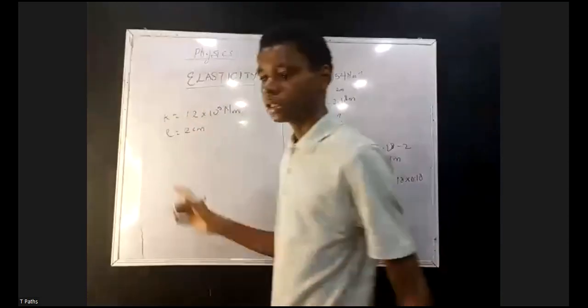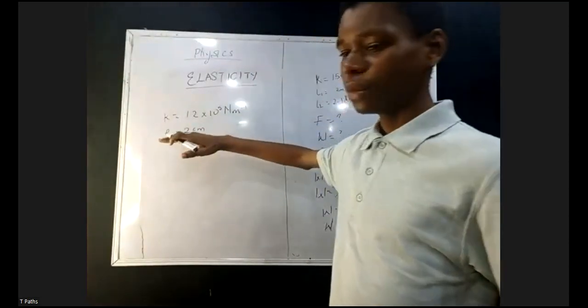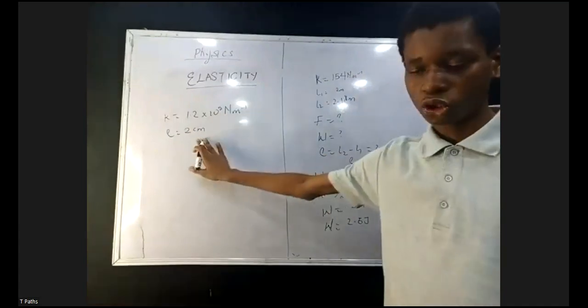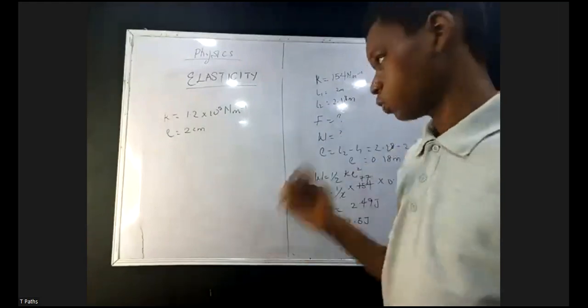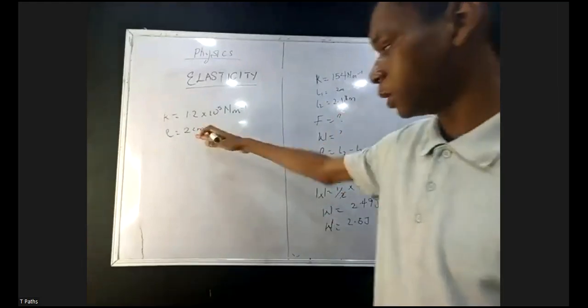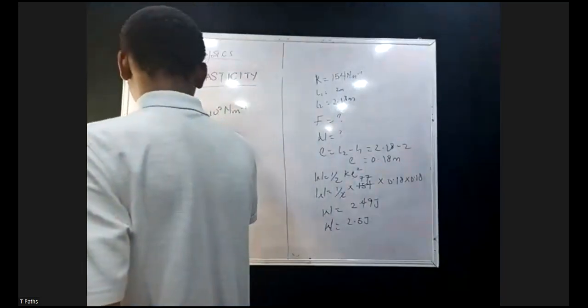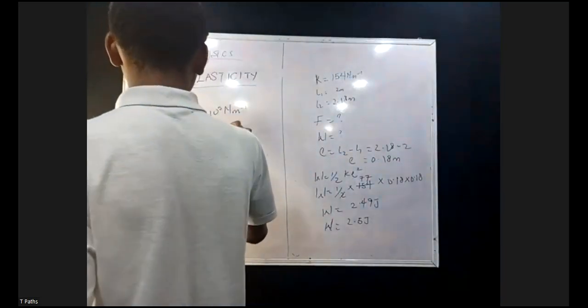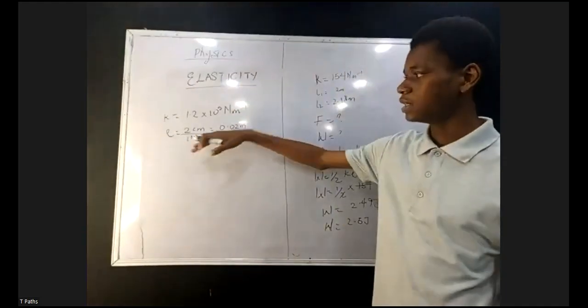So the extension is 2 centimeter. Don't forget my extension, the standard unit of my extension should be in meters, not in centimeters. So what I'm going to do here is convert this centimeter directly to meter first. All right, so how do I convert this centimeter to meter? I'm simply going to divide by 100, right? I'm going to divide this 2 by 100, and 2 divided by 100 gives me 0.02 meters. So I've converted this to meter.